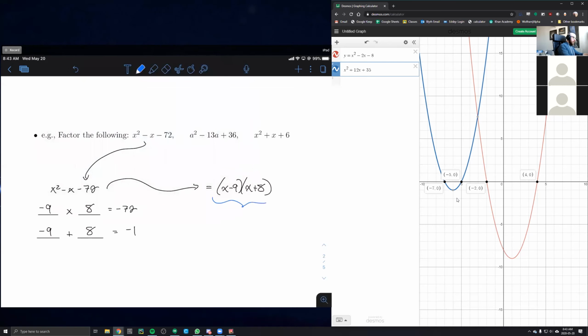So here, this one, my x-intercepts are positive 9 and -8. All right, let's try another one here.